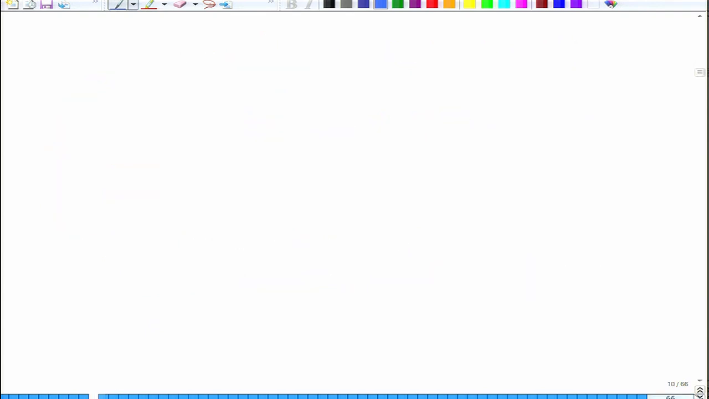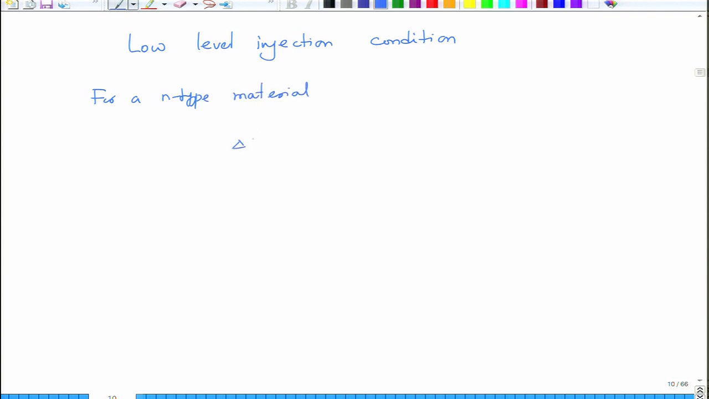So the condition which is followed in this is called the low level injection condition. Low level injection means for an n type material, your delta p is much smaller than n naught, and n is equal to n naught. For a p type material, it is the other way round, it is delta n which is much smaller than p naught, and p is equal to p naught. Okay, this is called low level injection.